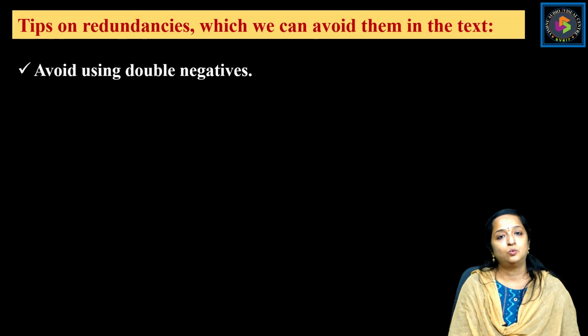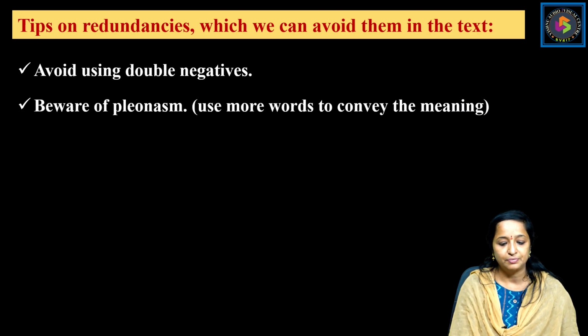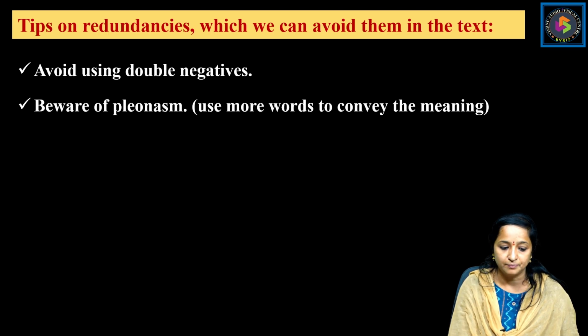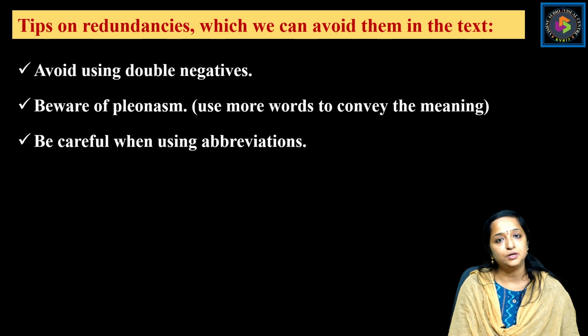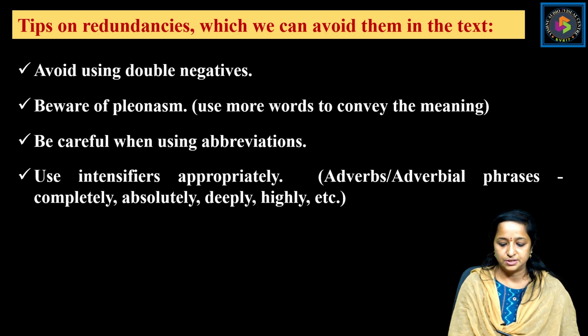Now, how can we avoid redundancies in a paragraph or in a sentence? So let us see some of the tips. The first one is avoid using double negatives in a sentence, and beware of pleonasm, that is using two or more words which convey the same meaning. And be careful when using abbreviations, and use intensifiers appropriately, that is adverbs, adverbial phrases, etc.